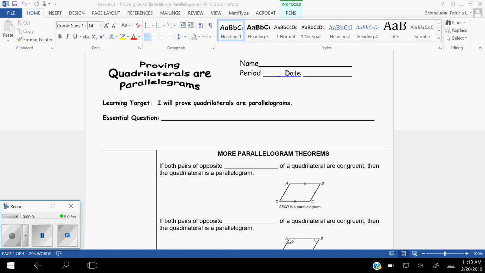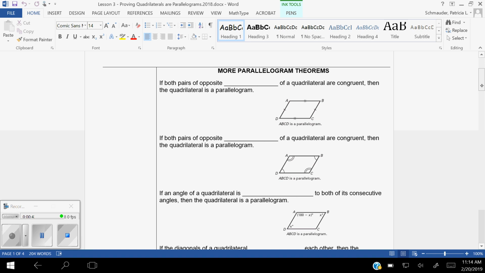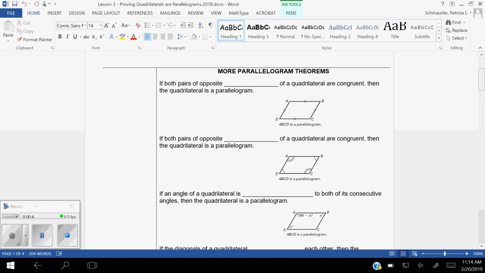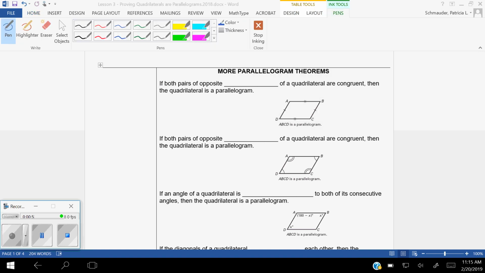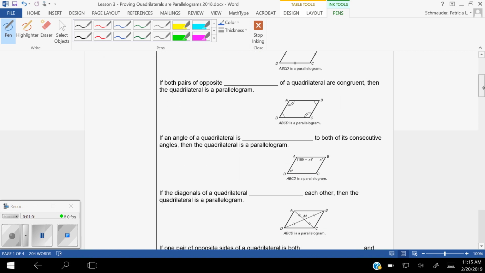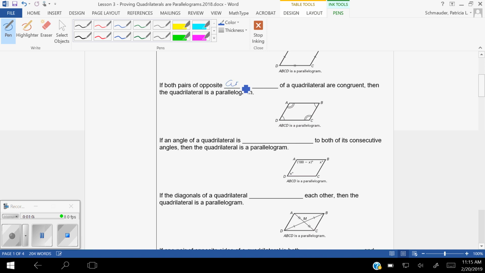So when you get finished, go back and write your essential question, and let's just start by looking at these theorems. First one says, if both pairs of opposite sides of a quadrilateral are congruent, then the quadrilateral is a parallelogram. That's definitely a converse of one that we learned last time. Next one says, if both pairs of opposite angles of a quadrilateral are congruent, then the quadrilateral is a parallelogram.